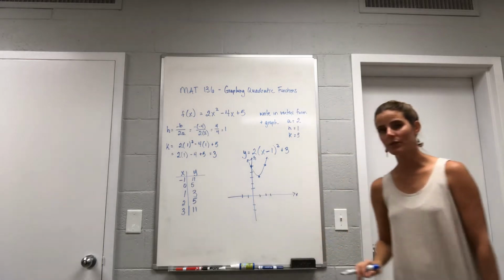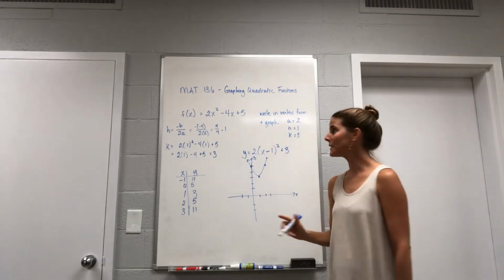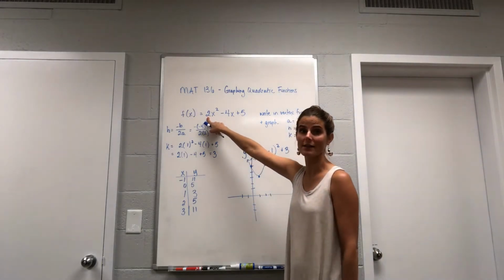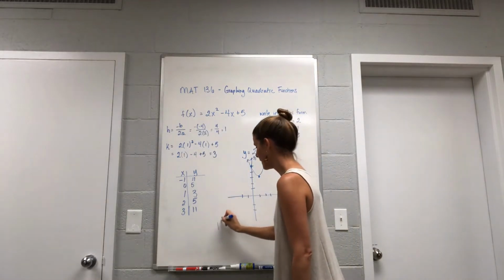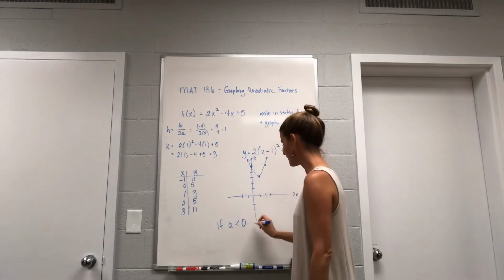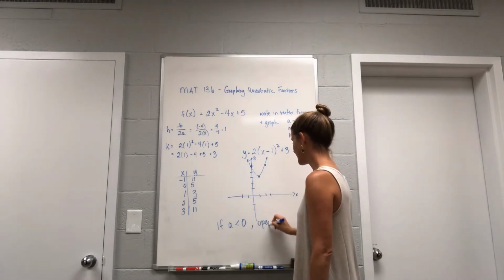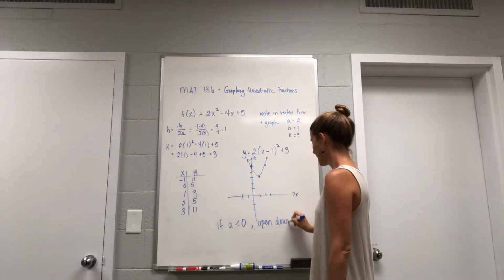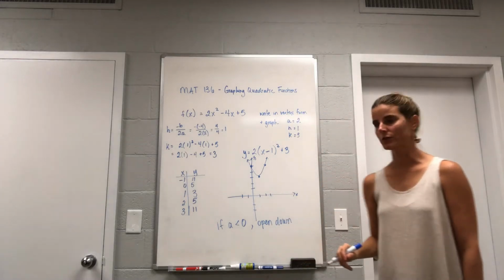Notice that both of the graphs that we've done so far open up. That is because the lead coefficient is positive. If a is less than 0, meaning it's negative, then it will open down. So this is something that's useful to note as well.